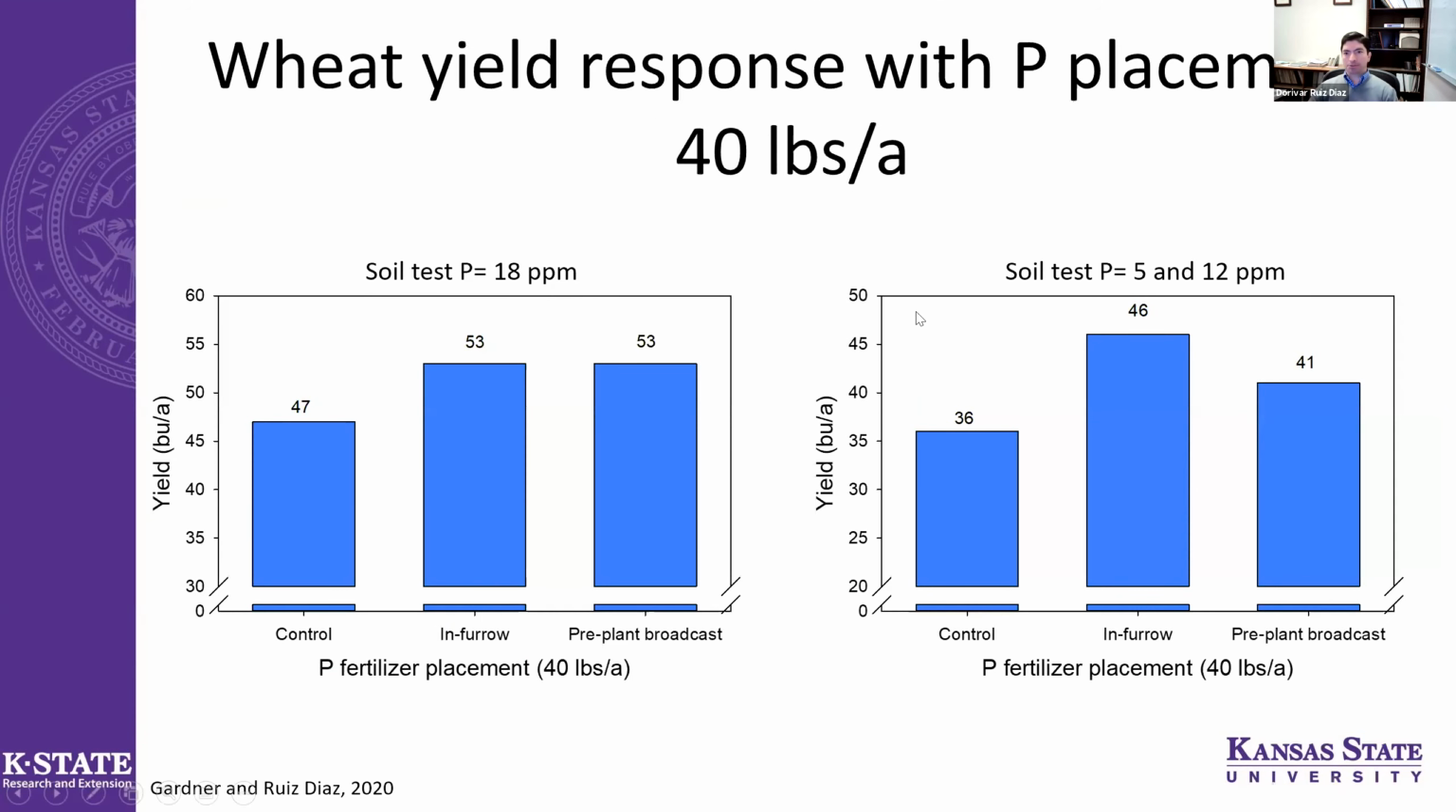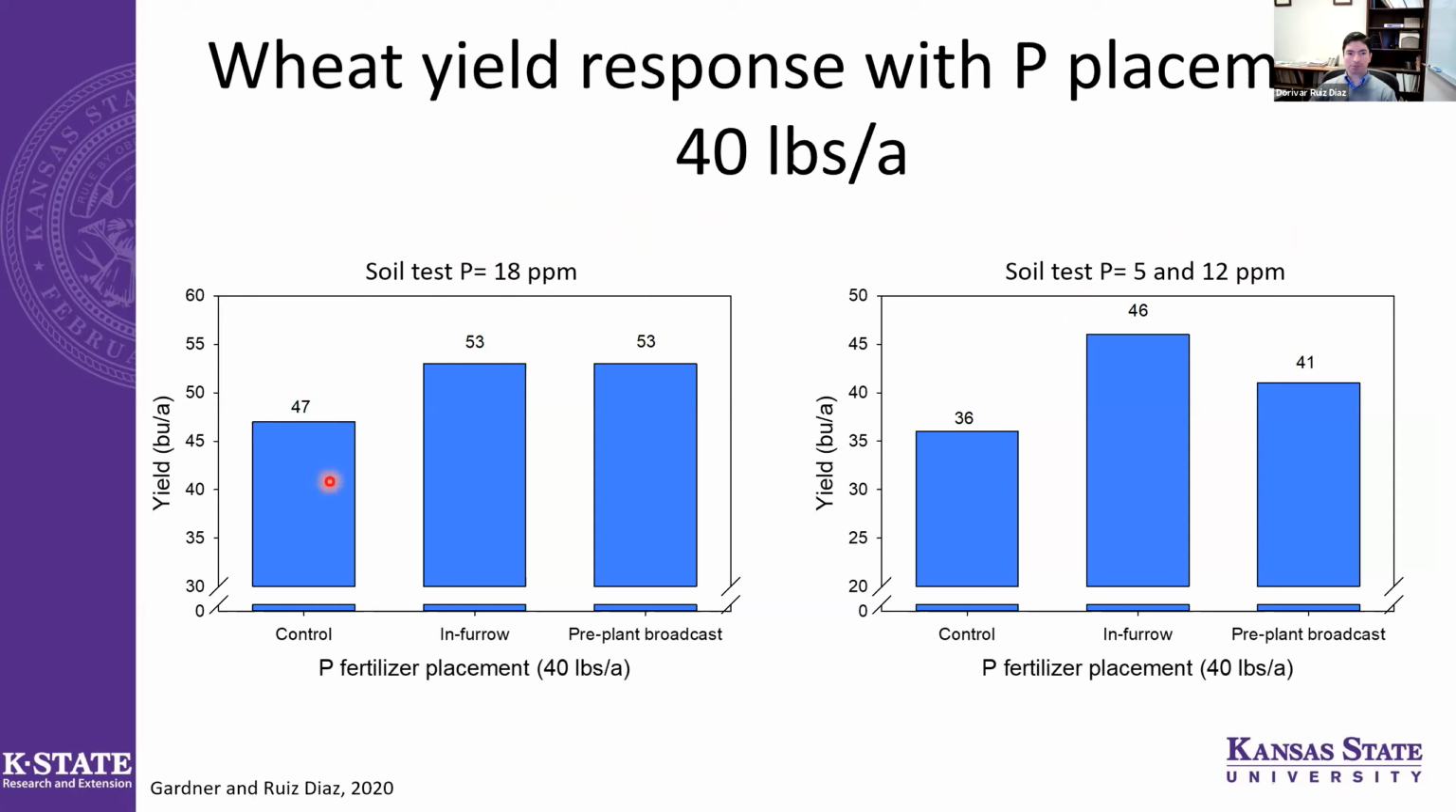Now, what happened to yields? And this is really where we get a little bit into, it depends on some of the conditions. And again, keep in mind, we're talking 40 pounds here. And I separated here the locations. One of them, we have 18 parts per million soil test P. So it's pretty close to the critical value of 20 parts per million, which is what we want to have minimum for or critical values of phosphorus. And then I basically average the other 2 locations that have 12 and 5 parts per million.